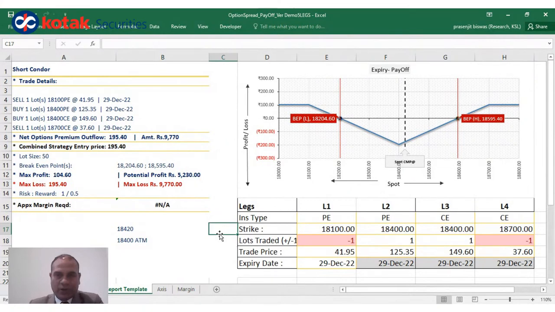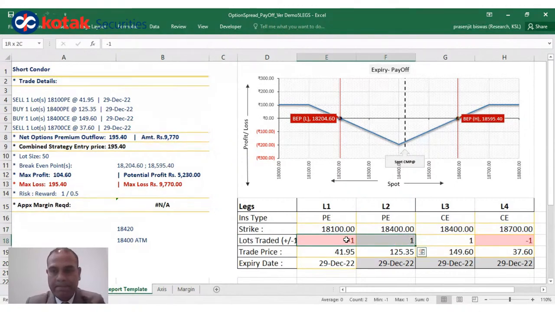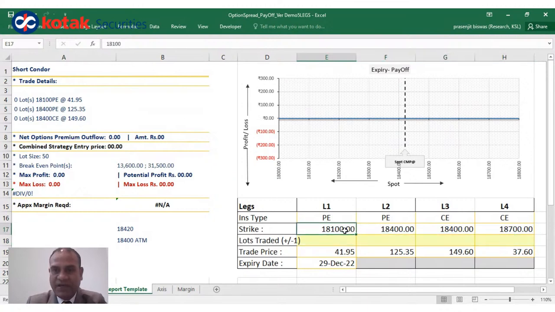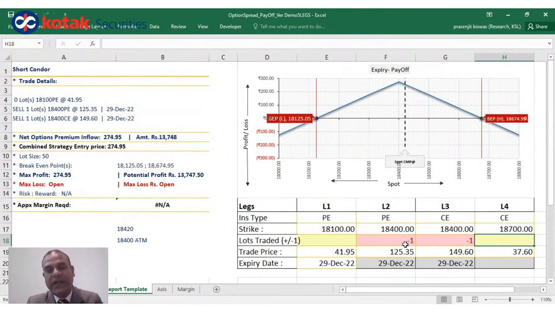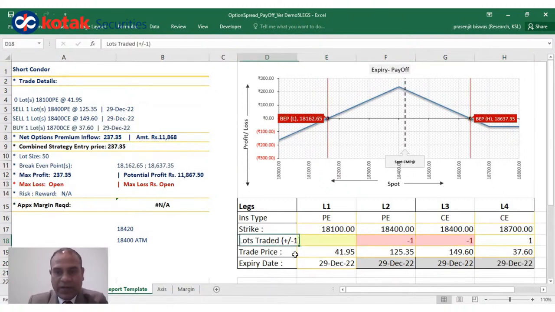Now, there is one more benefit to this from the standpoint of margin. Let's say if I just sold the central strike prices, 18,400 call and put maine beच diya and did not buy any protection. So this short straddle would require roughly about 1,25,000 to about 1,30,000 margin on Nifty. Okay.